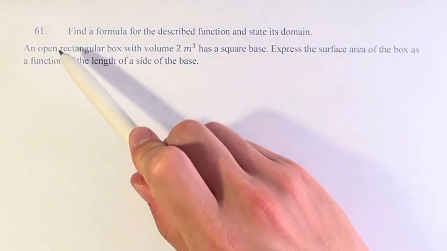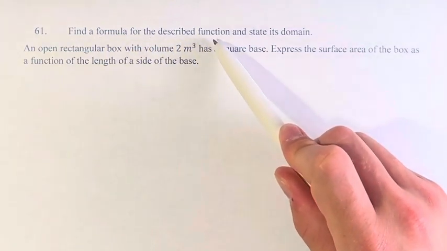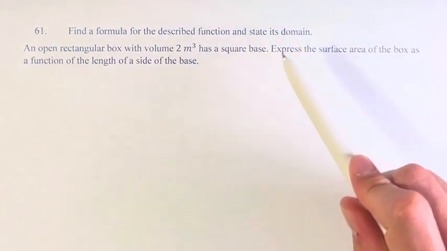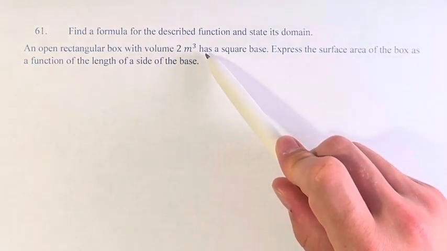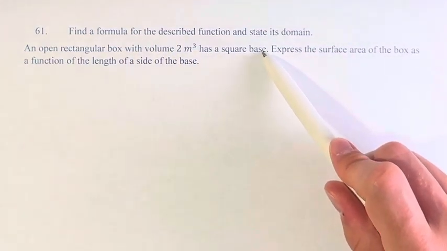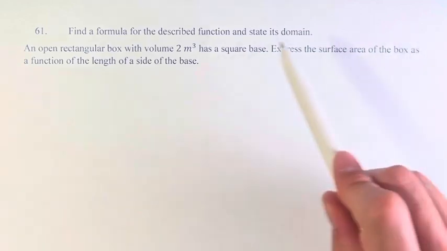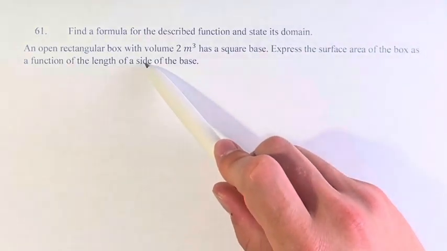In this problem, we're asked to find a formula for the described function and state its domain. We have an open rectangular box with volume 2 meters cubed that has a square base, and we're asked to express the surface area of the box as a function of the length of a side of the base.